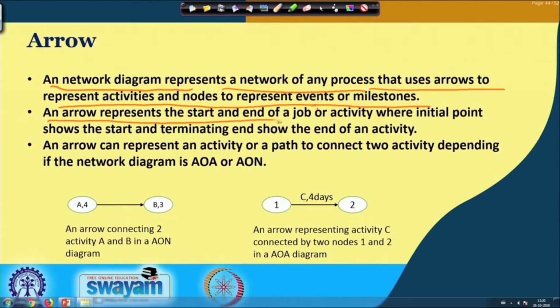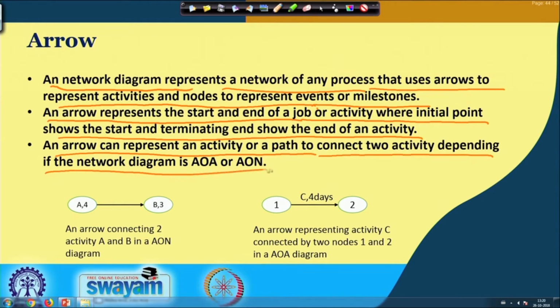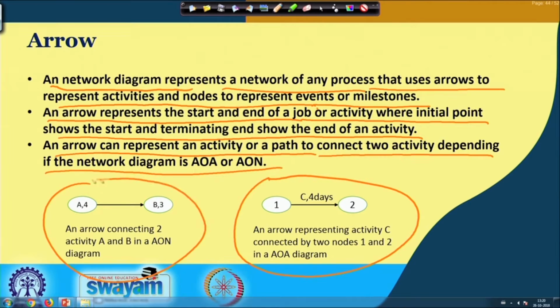An arrow represents the start and end of a job or activity, where the initial point shows the start and the terminating point shows the end of the activity, that is the AON activity, and an arrow can represent an activity or a path to connect two activities, depending on whether the network diagram is of the AOA or AON type. So, these are the two basic types, the arrow diagram and the activity on node diagram, commonly used for presenting a network, and their analysis is also of a similar type.